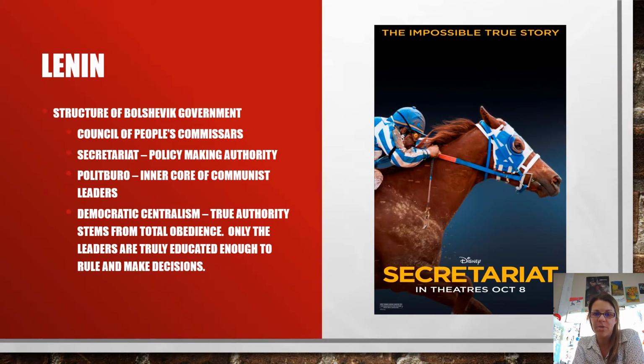Lenin established the Bolshevik government that was sort of modeled off of a federalist democracy, but it was so convoluted with bureaucracy that he was able to retain total decision-making powers. There was the Council of People's Commissars, the Secretariat, and Politburo. Each branch had its own hierarchy, but remained subservient to central obedience.